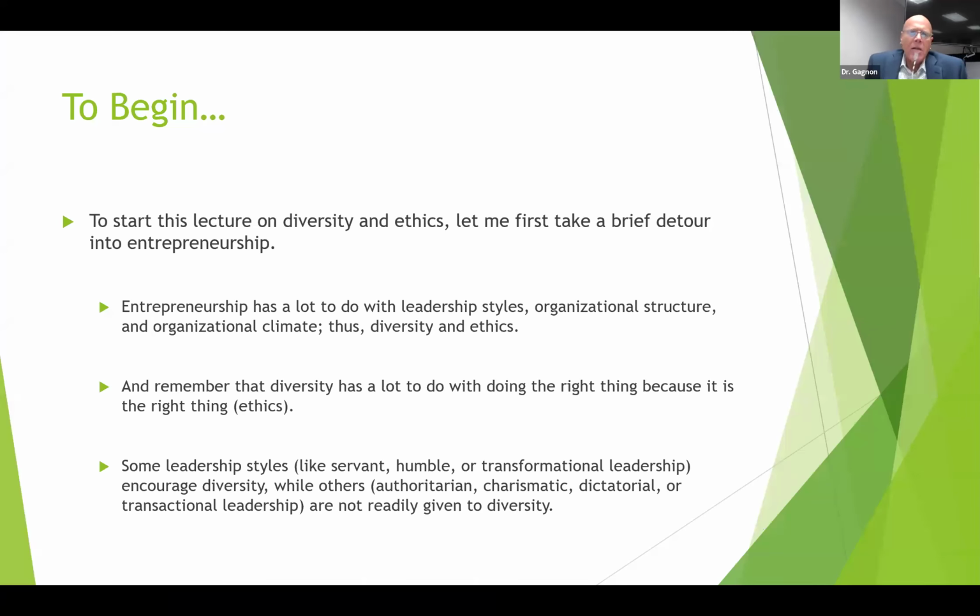To start this lecture on diversity and ethics today, I really want to take a brief detour into entrepreneurship, and I've got a reason for this, okay? Entrepreneurship has a lot to do with leadership styles, organizational structure, and organizational climate, thus, diversity and ethics. They're really essential in talking about these aspects of organizations. And entrepreneurship is a great way to start because leadership styles in entrepreneurship can be really successful, or fail, or be successful for a while and then fail. It's a really strange type of business. People love to start businesses, but it's a lot more complex than they think. And it's a great way for me to show you diversity and ethics in an organization.